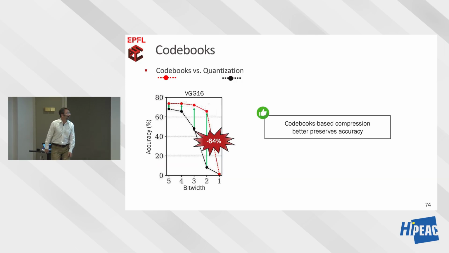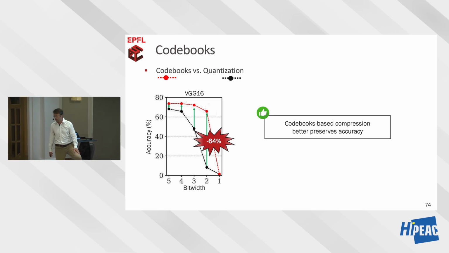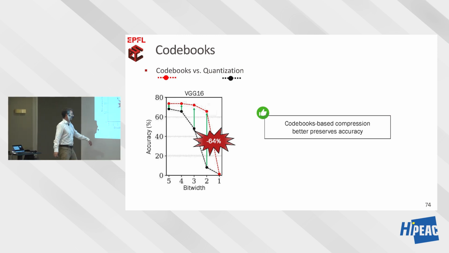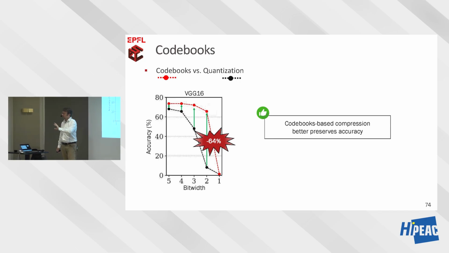So this is an example for the VGG16 case, and we can see that for a given bit width, we can have way better results by using codebooks with respect to using quantization. Just be aware that the meaning of bit width is different for quantization and for codebooks. In the case of quantization, these are the bits which encode a value. In the case of codebooks, these are the bits of the index into the table containing floating point values.